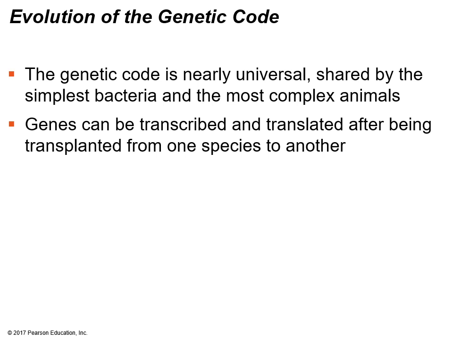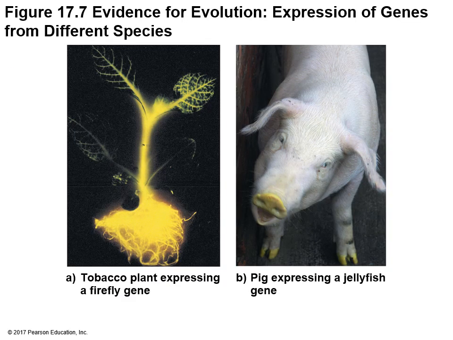The genetic code is nearly universal, shared by the simplest bacteria and the most complex animals. Genes can be transcribed and translated after being transplanted from one species to another. For example, we can take the gene from a firefly that allows fireflies to glow through their bioluminescence, and we can take that firefly gene and incorporate it into a tobacco plant, allowing the tobacco plant to express that gene and therefore also express bioluminescence. Another example is a pig expressing a jellyfish gene that was incorporated into the pig from a jellyfish, which allows the pig also to express bioluminescence.